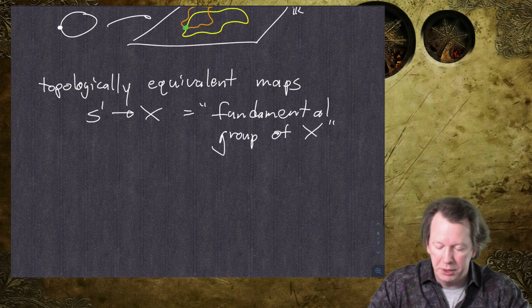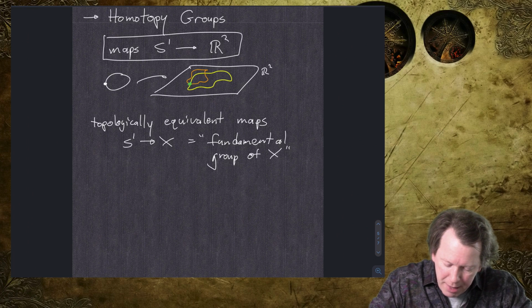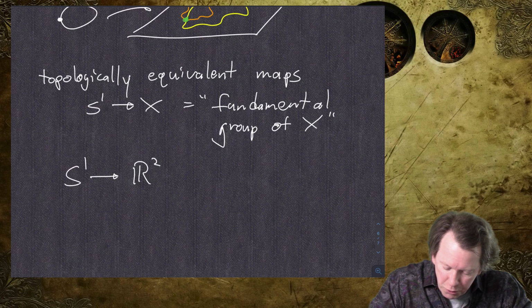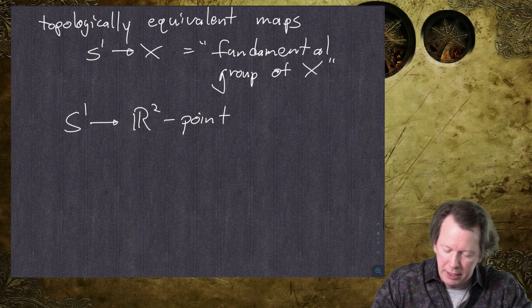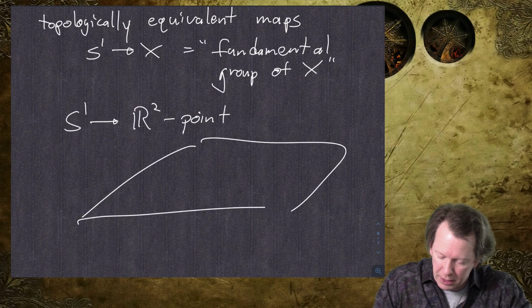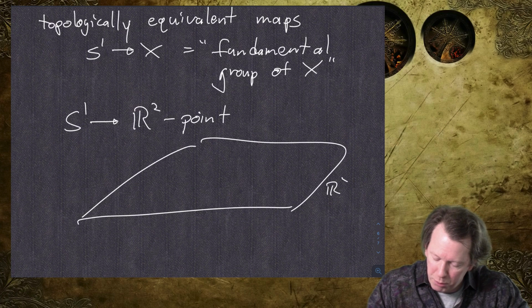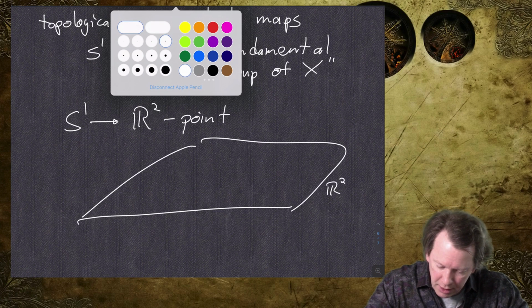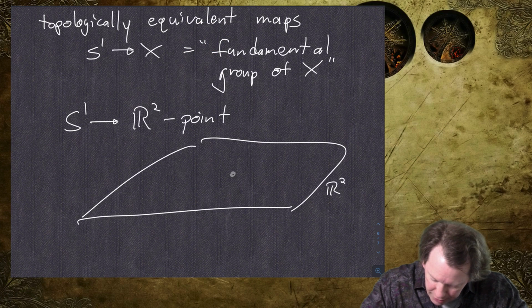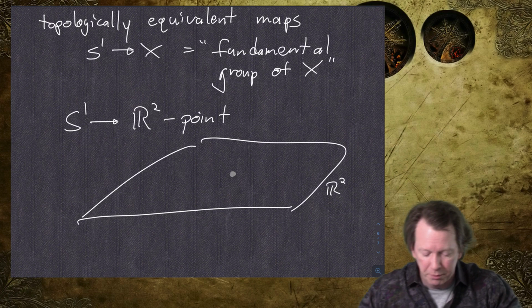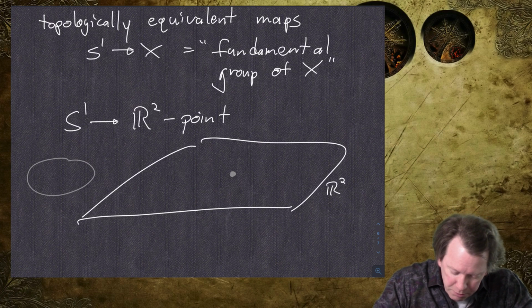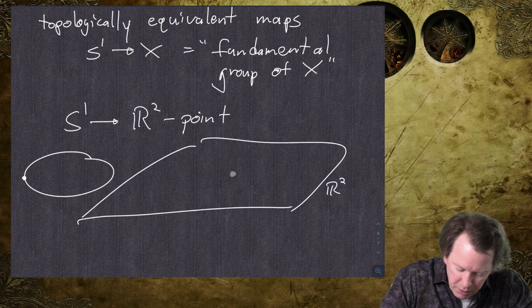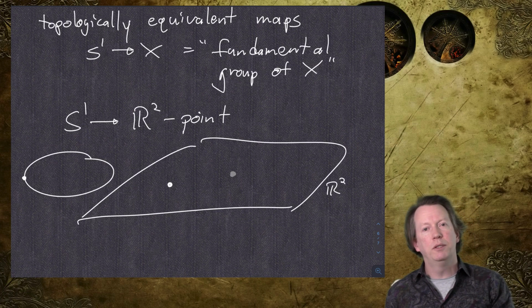And just to make it a little bit more interesting, let's take maps from the circle to R2 minus a point. So here is R2 again, but now I remove one point, that gray point. So that's not in my space anymore. And I'm going to map a circle, with my base point there, into the plane minus a point.